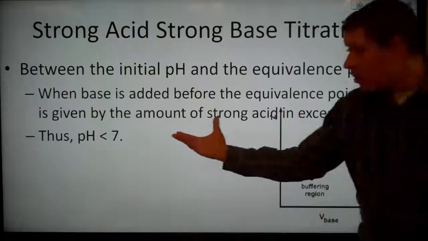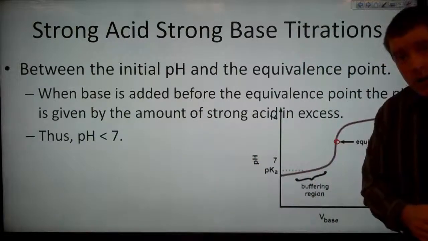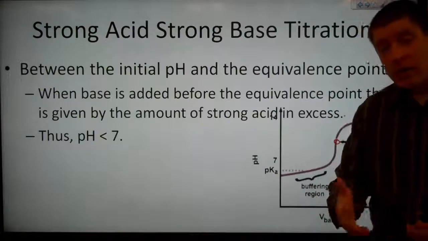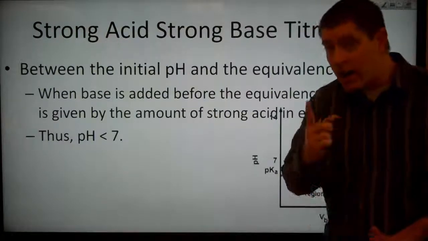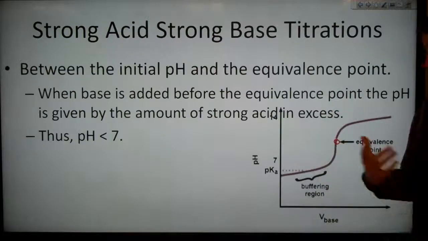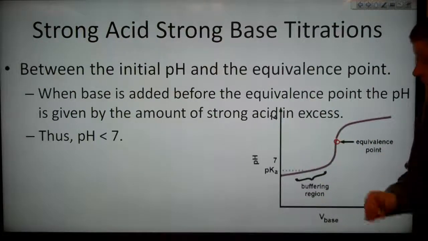So whatever, however much of our acid we have remaining, right? We've reacted away some of our acid, but not all of it. Okay? And this means that we still have an acid around. It's a strong acid, which means the pH still has to be less than 7.